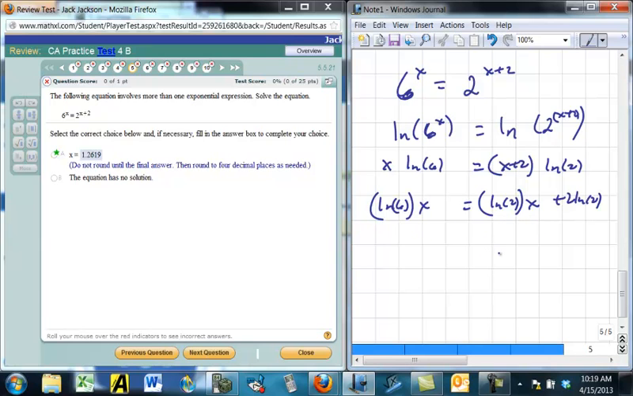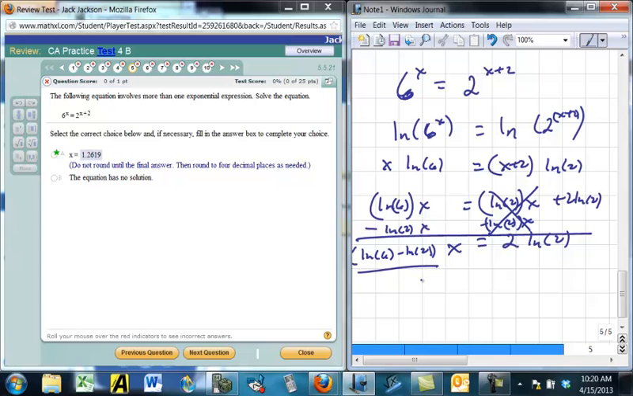Subtract ln of 2x from both sides. It leaves 2 ln of 2 on the left. And so we're subtracting out ln of 2x from that side to get this to cancel. And over here we factor the x out, and we have ln of 6 minus ln of 2. And we divide by this coefficient on both sides to get x by itself, and we get 2 ln of 2 over ln of 6 minus ln of 2.